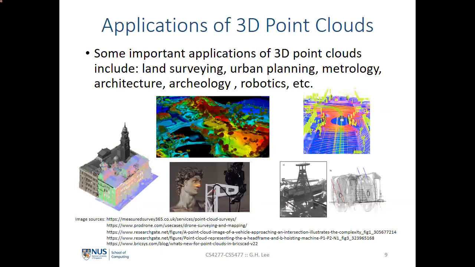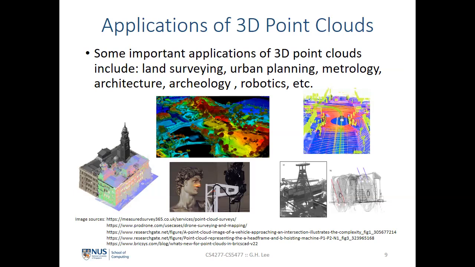All right, so some of the important applications of 3D point clouds are land surveying, so you can capture terrain. This is actually part of photogrammetry. A lot of the stuff that we are doing in 3D computer vision is actually stolen from photogrammetry. So, land surveying, photogrammetry, urban planning. If you do city planning, you can send a drone to map the terrain and do things like this.